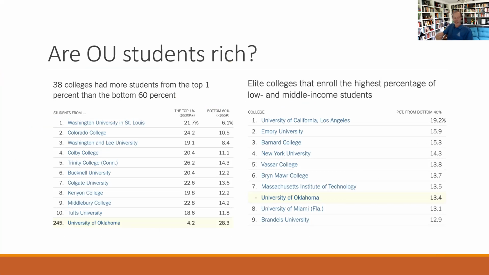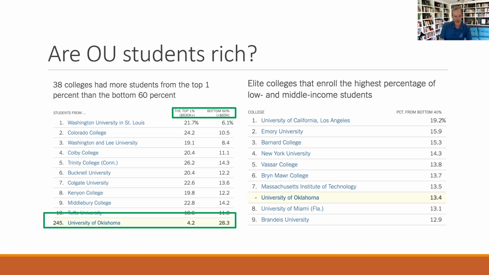Real quick, what does OU look like? There's a study that looked at parental income at colleges across the country. This looks at what percent of students at certain schools have parents in the top 1%, and what percent are in the bottom 60%. So at OU, 4.2% of kids have parents in the top 1%, making $630,000 or more, and 28% come from the bottom 60%, so less than $65,000, which is about the median income.